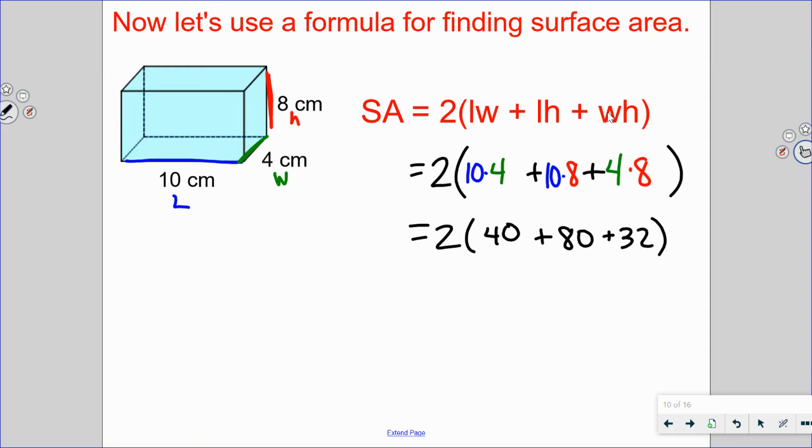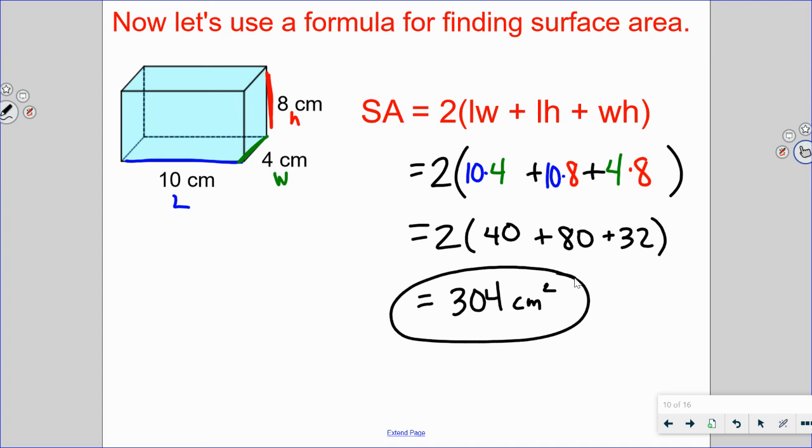And if you add those up and then multiply it by 2, because after all, every one of those rectangles is doubled. If there's a front face, there's a back face. If there's a top, there's a bottom. If there's a right, there's a left. Every one of those is doubled. And naturally, I could sit here and add up 40, 80 is 120 plus 32, 152, double that, and that is the same thing that we just said. Ta-da!